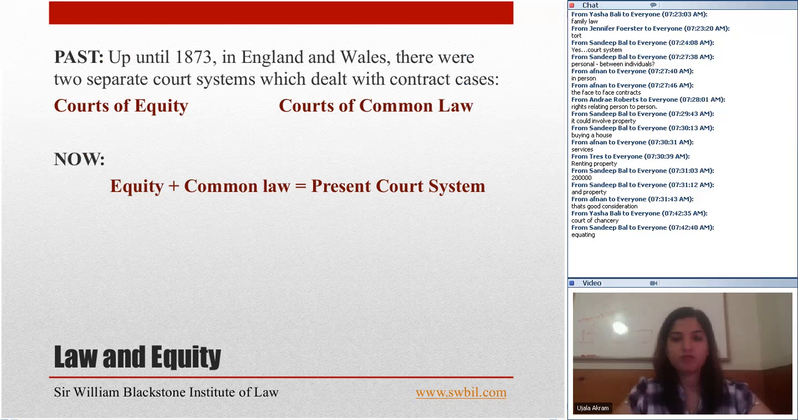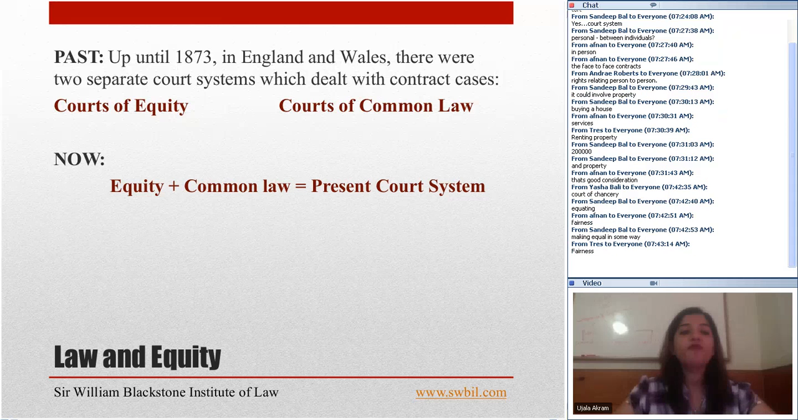Equality, right? Absolutely right. So equality or fairness. So the equity in these terms is taken to mean equality and fairness. Equity is said to supplement the common law where it is deficient. So it comes into play only when the common law is deficient.